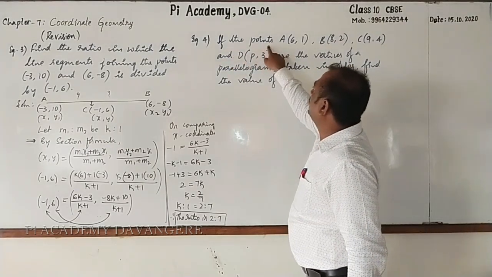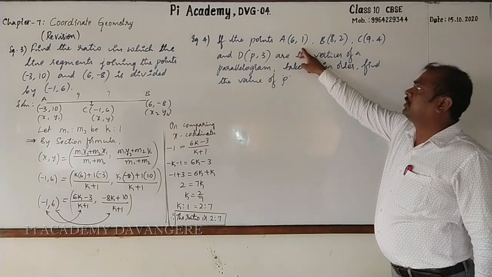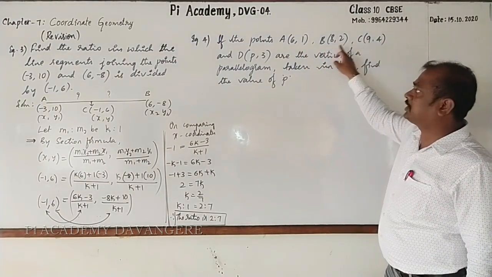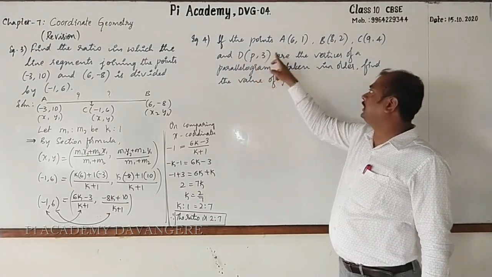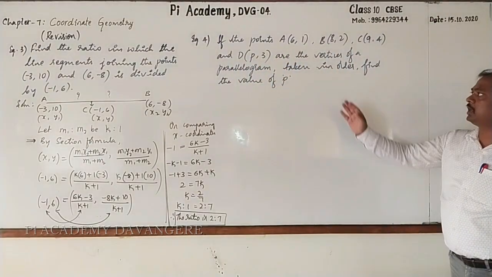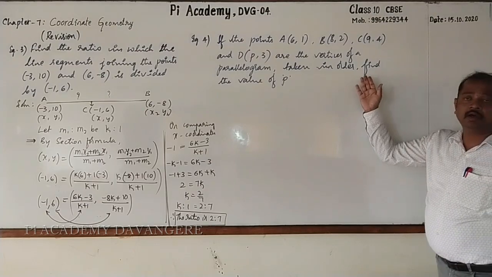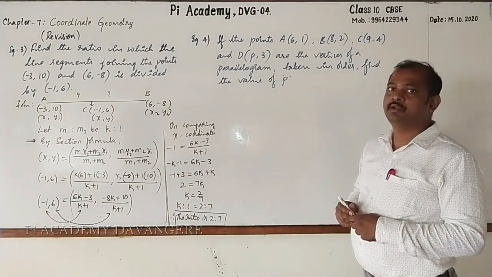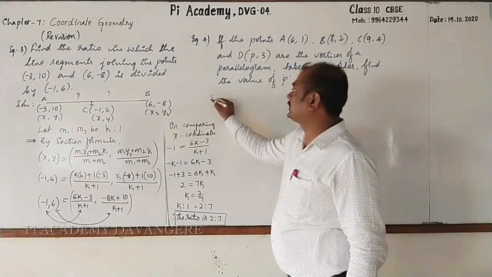If the points A(6,1), B(8,2), C(9,4) and D(P,3) are the vertices of a parallelogram which are taken in order, then find the value of P. Is it not simple? Definitely. Now I'll go for explaining this.